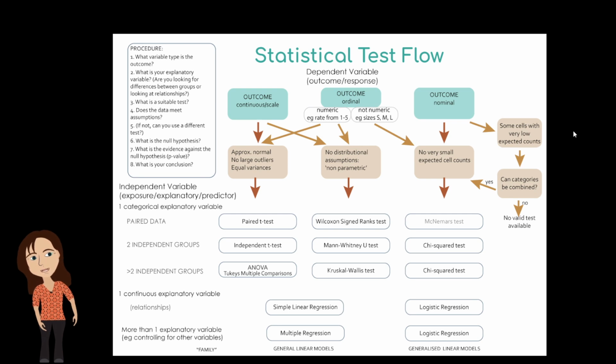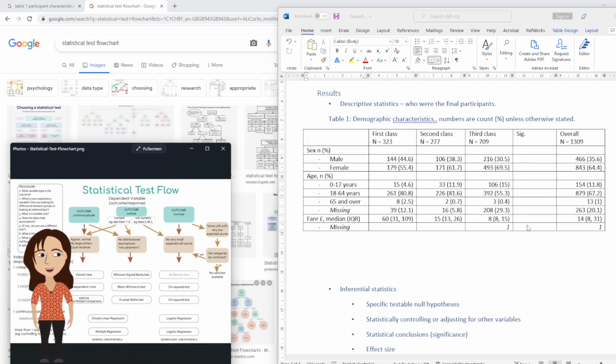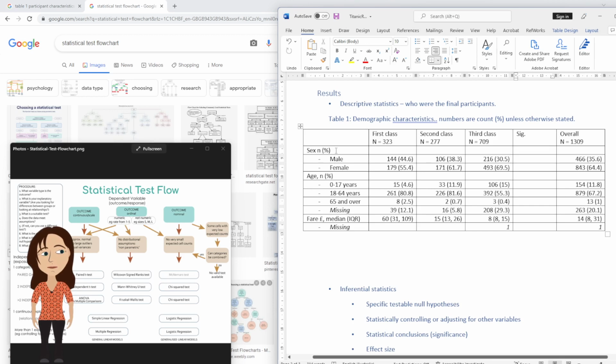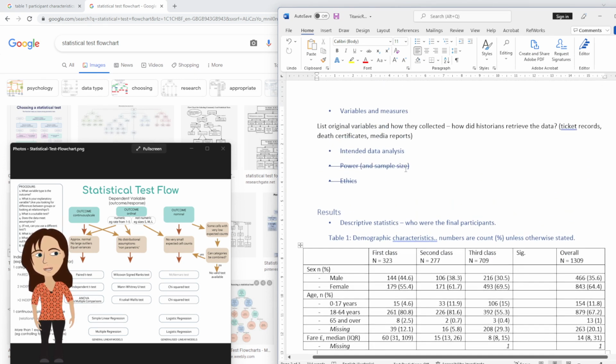How do I close this? There we go. F11 works every time. So something that might be helpful, if you've got some spare space on your table, you could actually write your test in. You could add in a little sort of footnote below the table. That's quite a neat way of doing it. It will usually go into your methods in your intended data analysis.